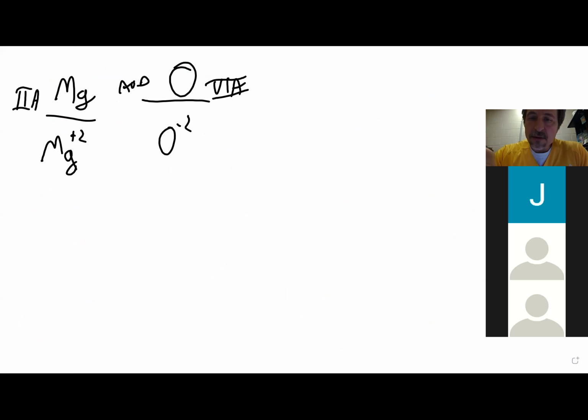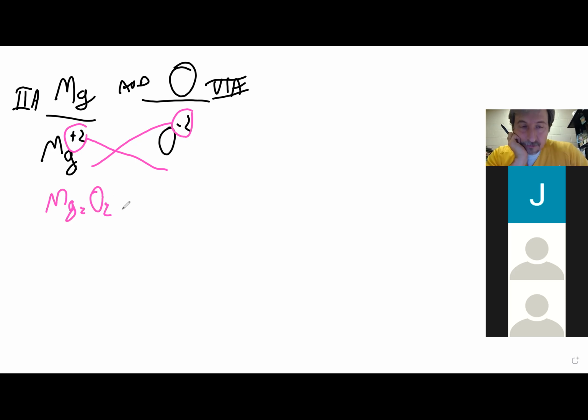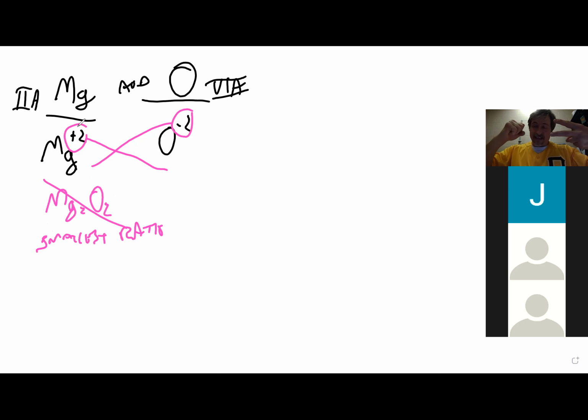Now, some of you, I know, I'm aware, do the cross multiply thing, right? I get that. But if you write the answer as Mg2O2, it's wrong. Okay, it doesn't work all the time because you have to remember it's the smallest ratio. Think about it. If Mg wants to lose two electrons and oxygen comes along with six and wants two, what's going to happen? One Mg is going to give both electrons to the oxygen. So the Mg now has zero and the oxygen has five, six, seven, eight, and it's happy. So the ratio is one Mg to one O.